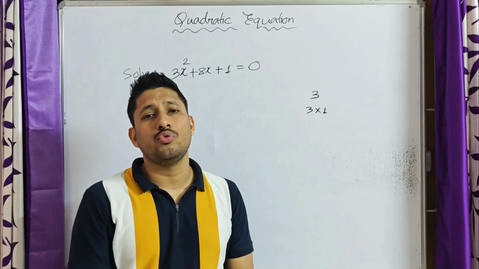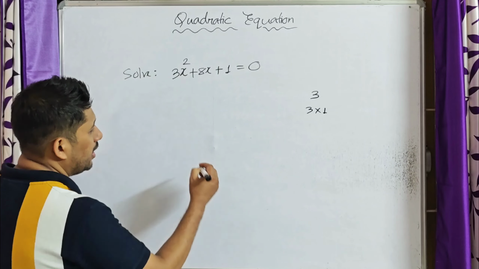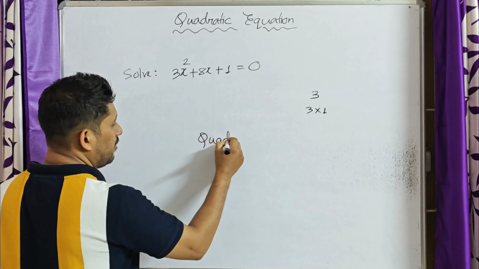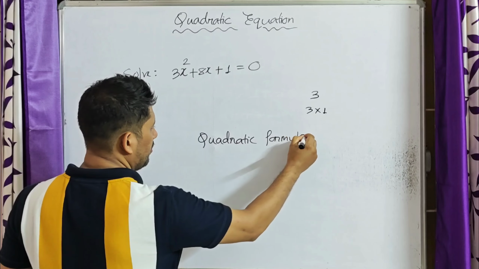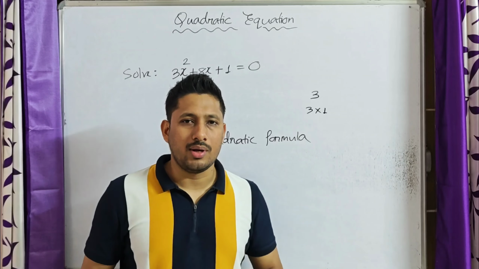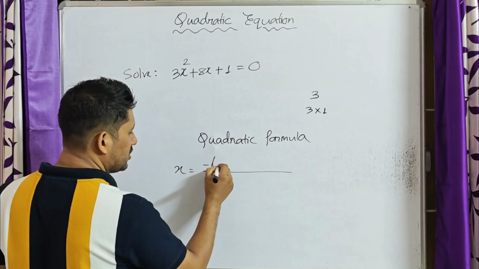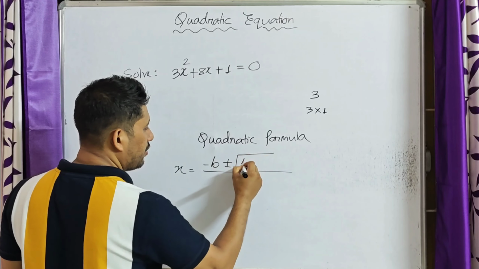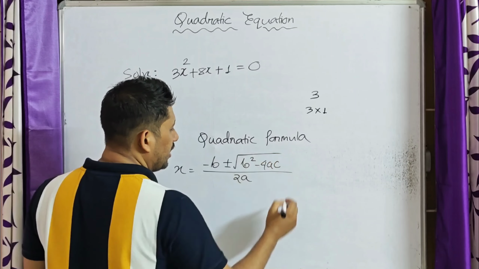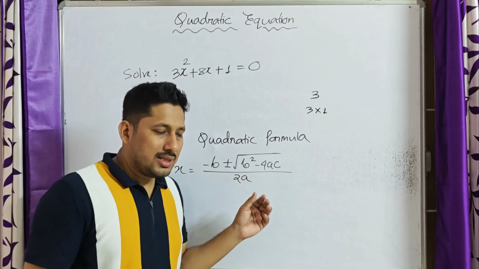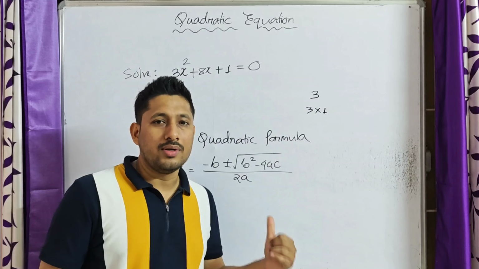In this case, what do you have to adopt? To solve this question, you have to use a different formula. That formula is known as the quadratic formula. So this is called the quadratic formula. The quadratic formula is given by x equals minus b plus minus square root of b square minus 4ac, divided by 2a. You can see b square minus 4ac is what you already found as the discriminant.